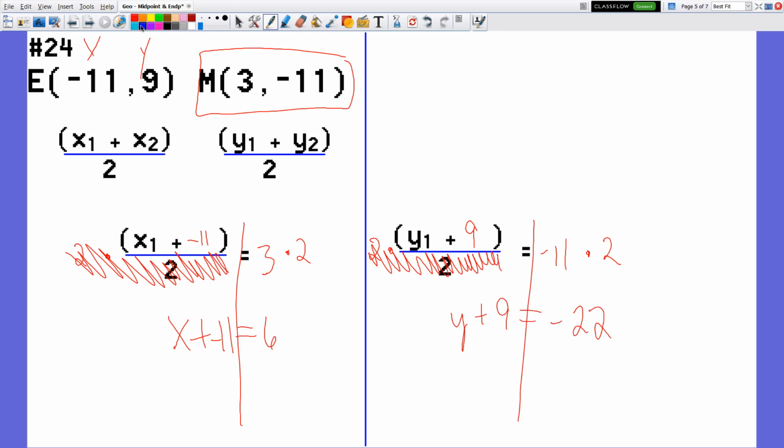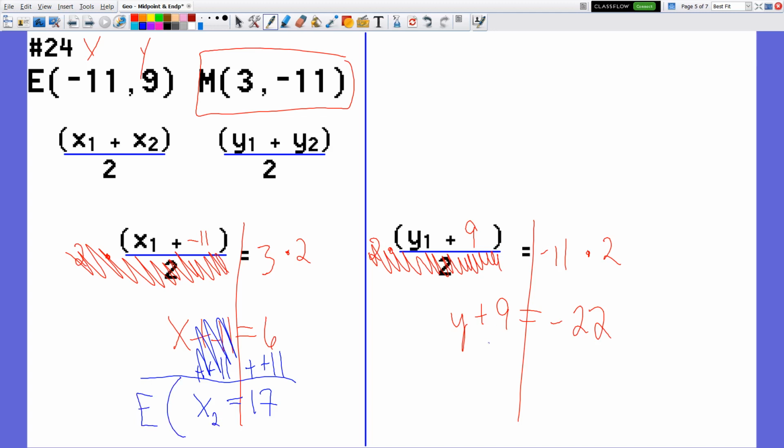Now, we have a one-step equation. This is adding -11, so I'm going to subtract -11 from both sides. We know that whenever we see a double positive or a double negative, we slash and dash that thing. That goes to 0. We're left with x equals 17. You can label that x2 if you want. Okay, this is going to be the x value for the other endpoint.